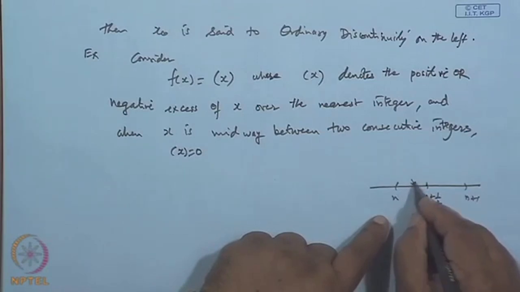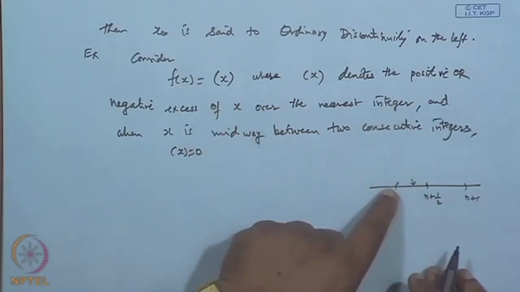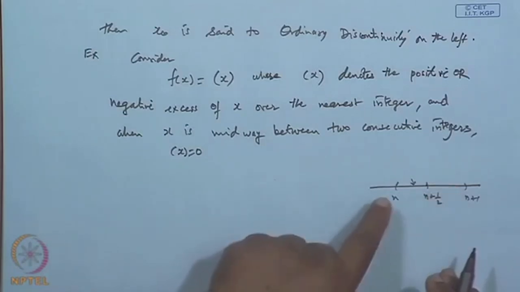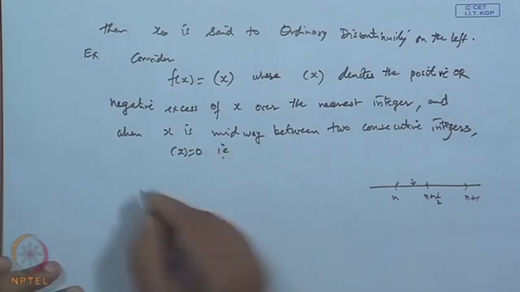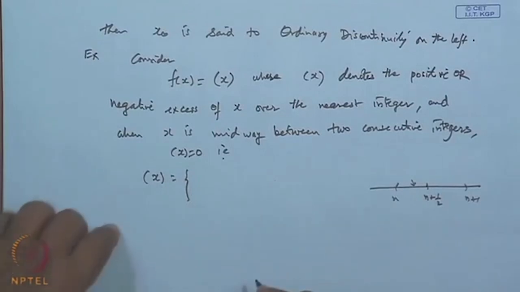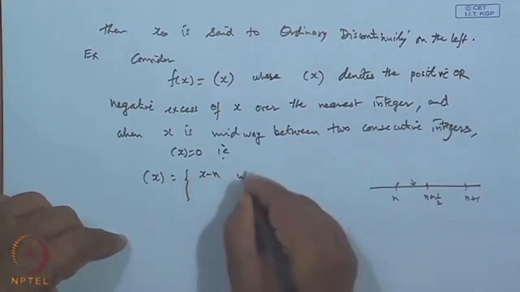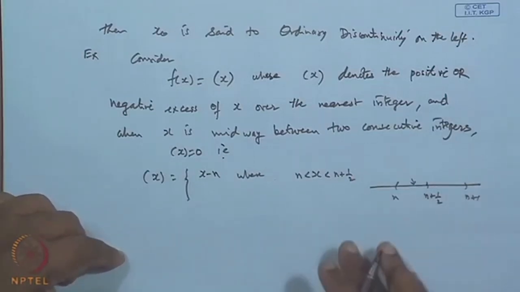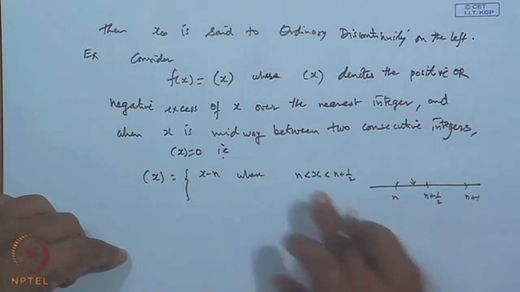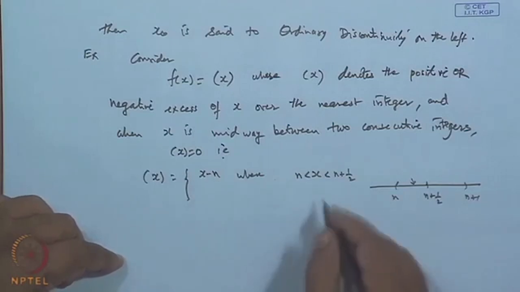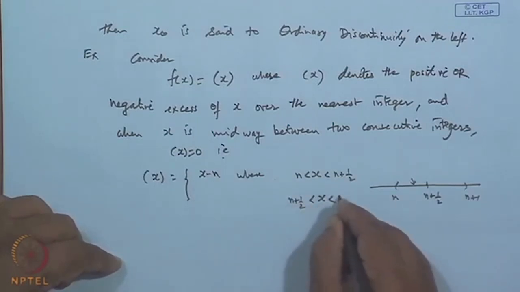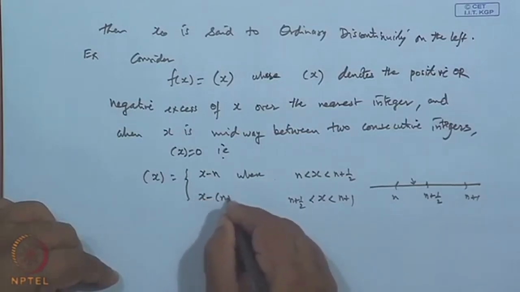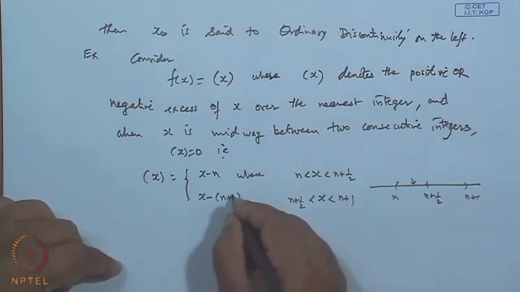If x lies here, the value of this will be denoted by x minus n. If x lies here, then in that case the value will be denoted by x minus n plus 1. So that is, this is defined as x minus n when x lies between n and n plus half. When x lies between n and n plus half, the nearest integer is n, so we subtract n from x and we get x minus n. But when x lies between n plus half and n plus 1, then the nearest integer will be n plus 1. So in that case this will be defined by x minus n plus 1.